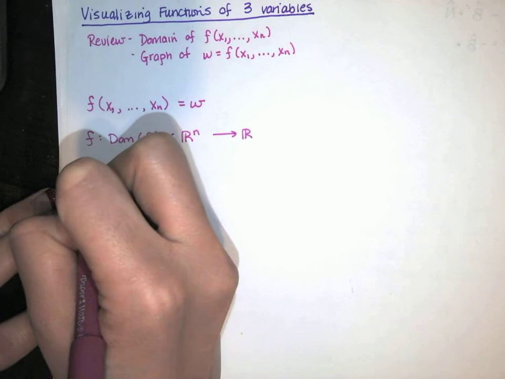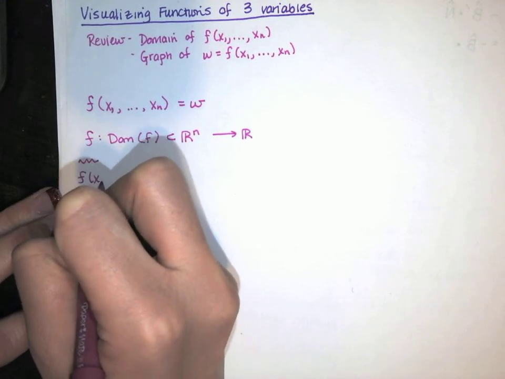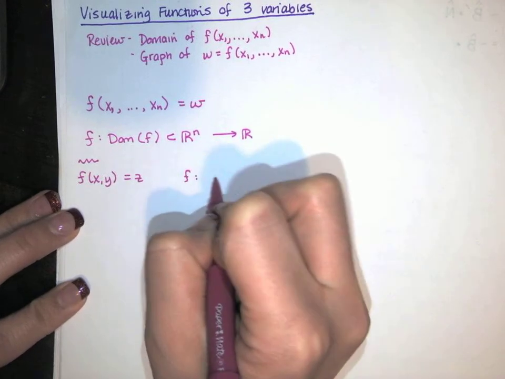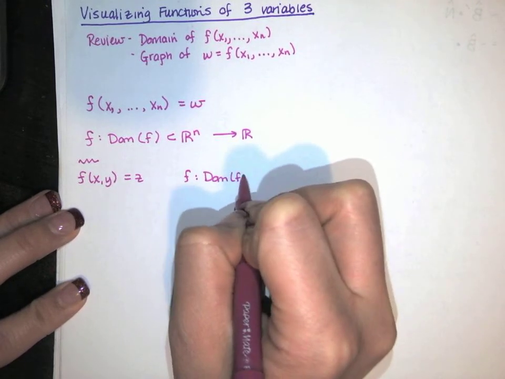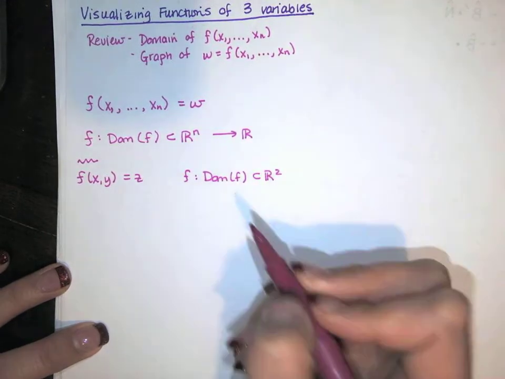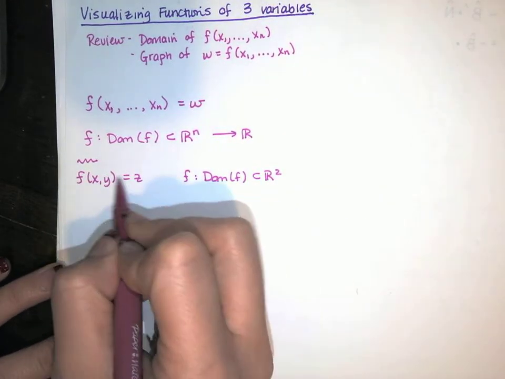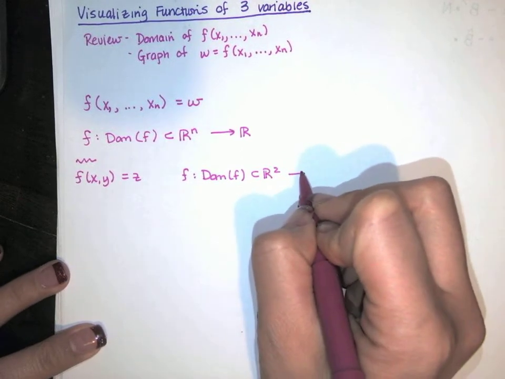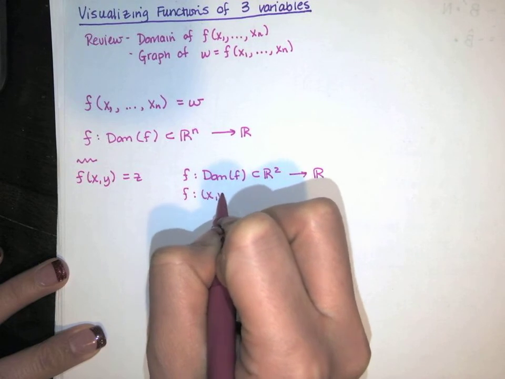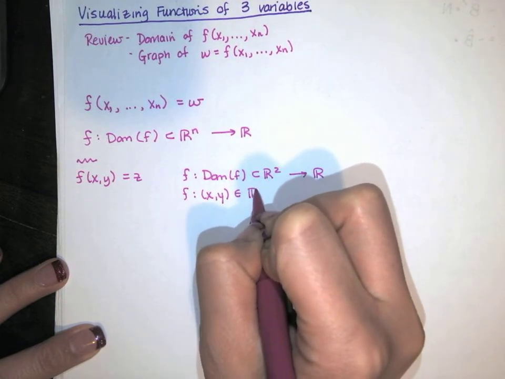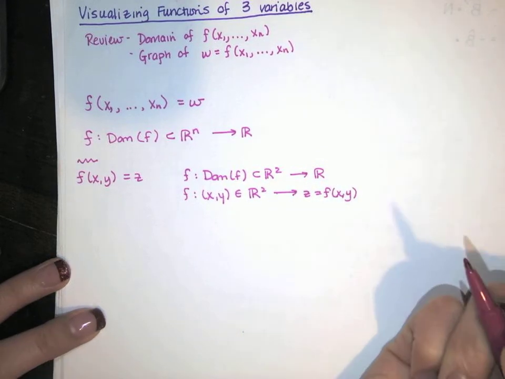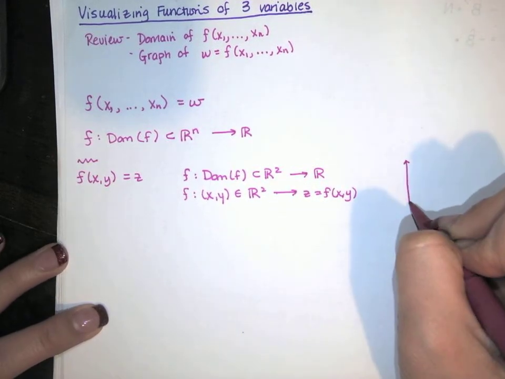So here are some specific cases. If we have f of x, y equals z, well then the domain of this is going to be a subset of two-dimensional space. So we're going to find ordered pairs in the xy plane, and for each ordered pair we're going to assign it a z-value. So we're taking an (x, y) in the xy plane and we're mapping it to z equals f of x, y. Now when we do that, we get a surface.